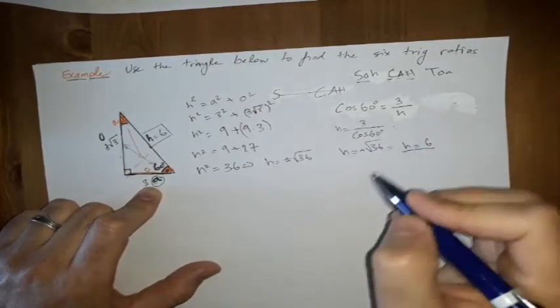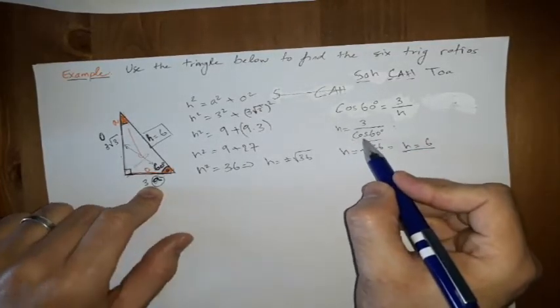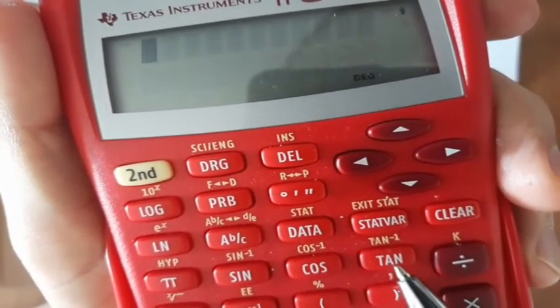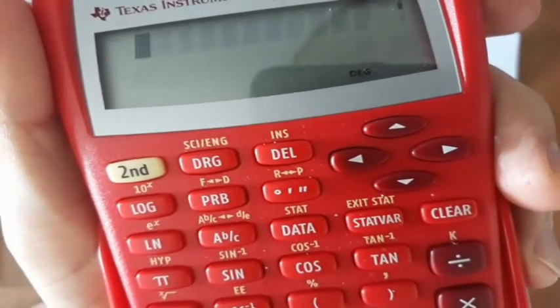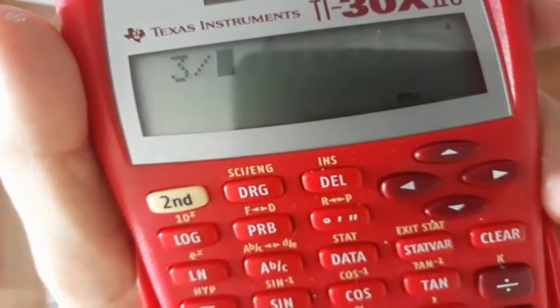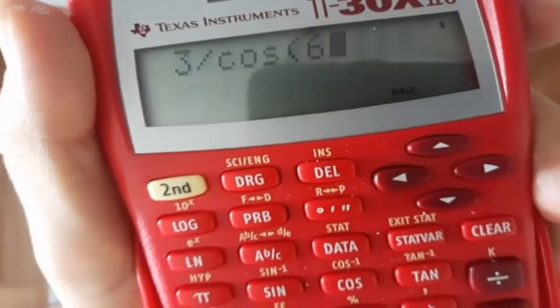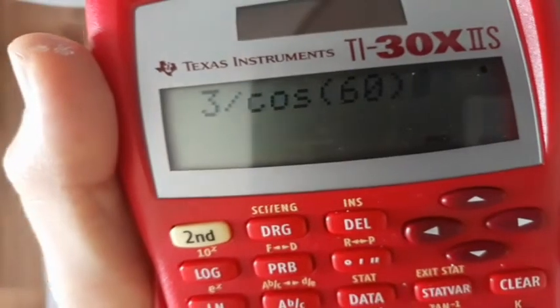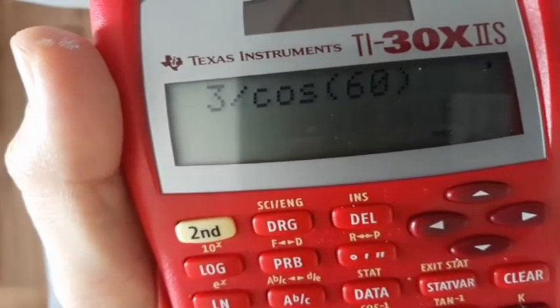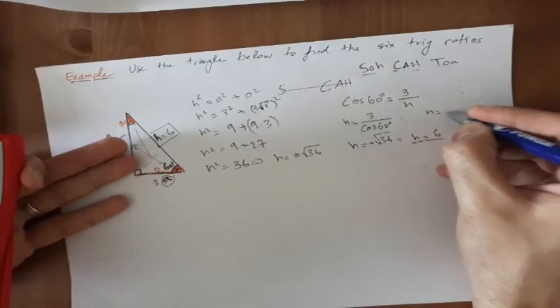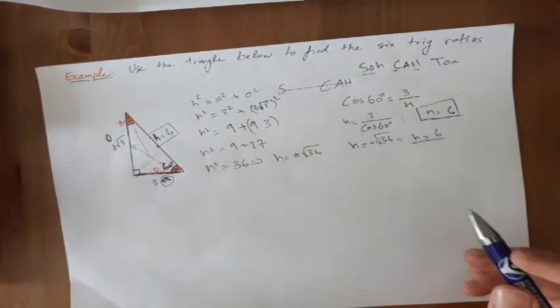So now, let's use a calculator. I'll show you first how to use a calculator to find sine and cosine. As you can see, sine is right here, cosine is right here, tangent is right here. So we have to find now the length of the hypotenuse. We're going to put 3 over cosine of 60 degrees. Make sure that you are in degrees, right here it shows you degrees. 60 degrees equals 6. Here we go, as you can see. So we find the hypotenuse, h equals 6, the same as with the Pythagorean theorem.